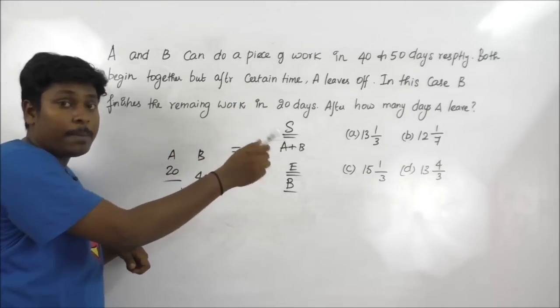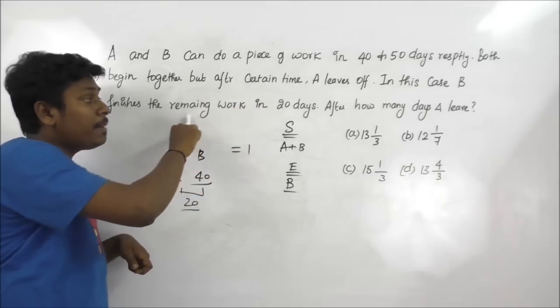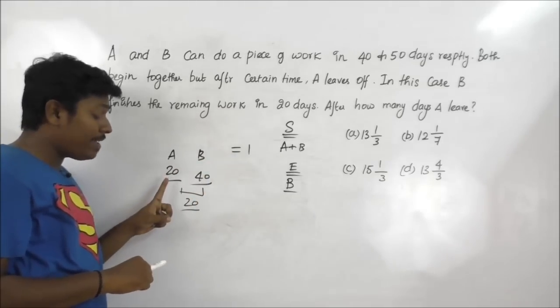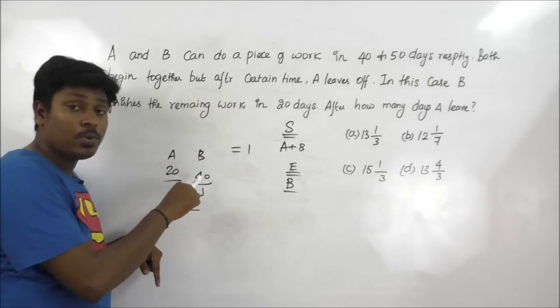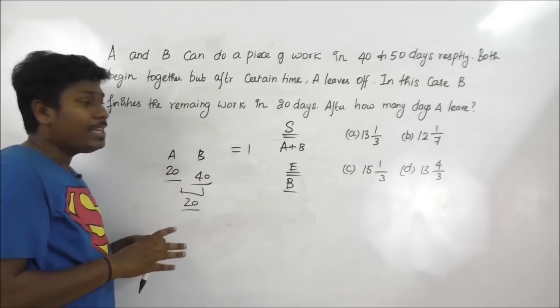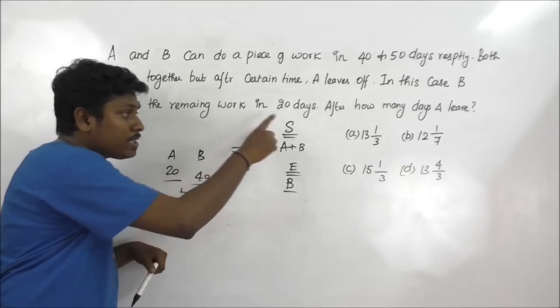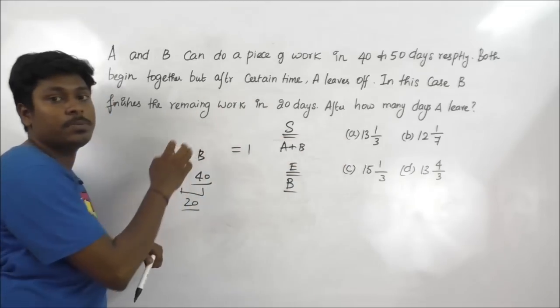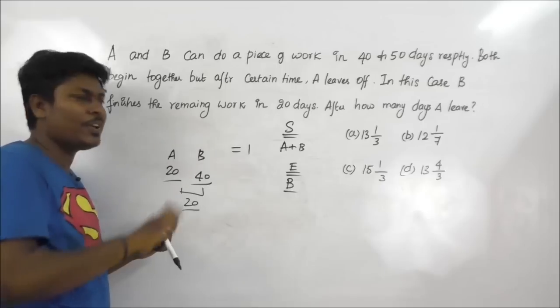A leaves the job, but after leaving, B had to complete the remaining work in 20 days more. So we can clearly say that if A worked for 20 days, B has to work for 40 days. Right? This is the concept. If you know these three concepts, you can clearly solve the sum. But here we can't substitute the values from the options. Go for a normal way, right?